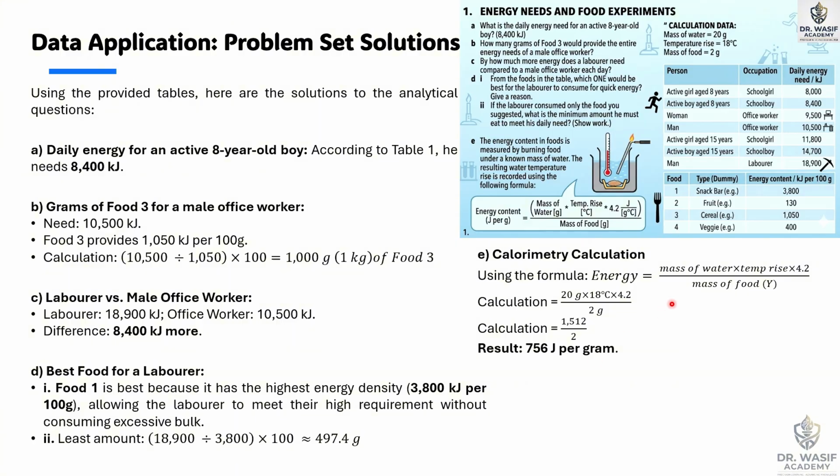Using the formula, energy is mass of water multiplied by temperature rise multiplied by 4.2, divided by mass of food. You can see that mass of water is 20, temperature rise is 18 degrees Celsius, and mass of food is 2. So 20 multiplied by 18 divided by 2, and that is multiplied by a universal factor, that is 4.2. Then we have this result, 756 joules per gram, that is released per single gram of food. So if you can handle this level of data analysis, you are completely ready to ace the practical and mathematical elements of your nutrition unit.